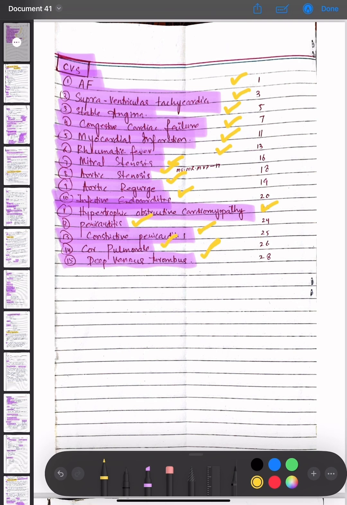In the next video, we will discuss the pulmonology part of the medicine, part A section.